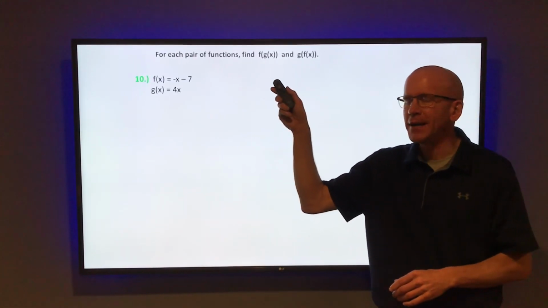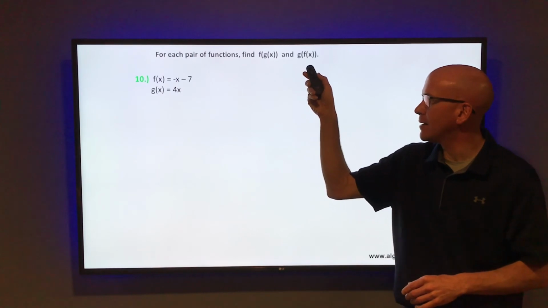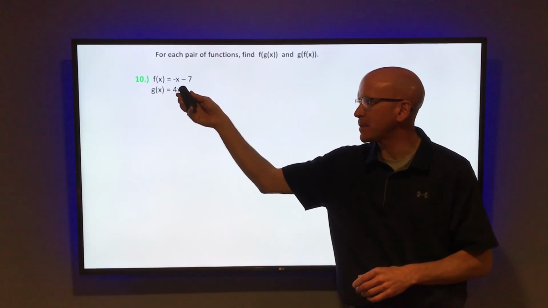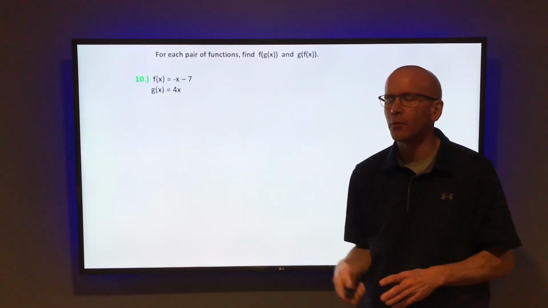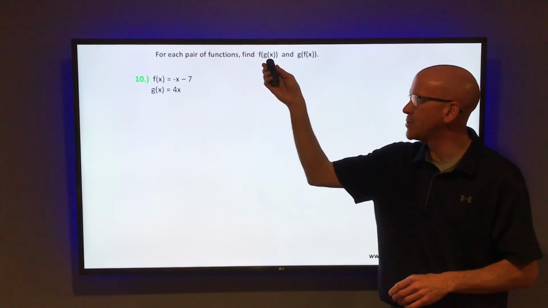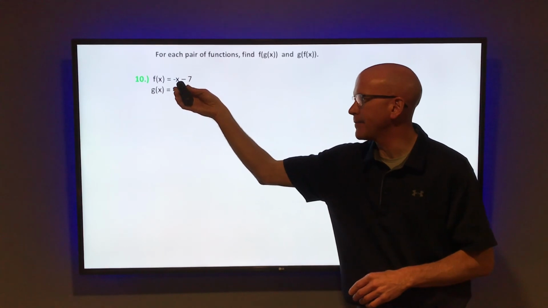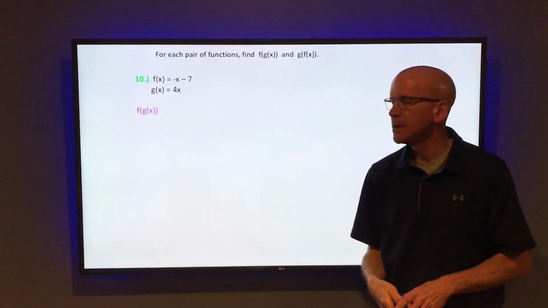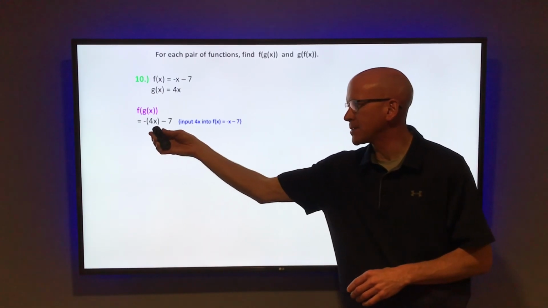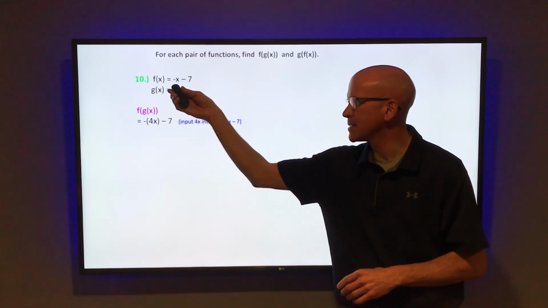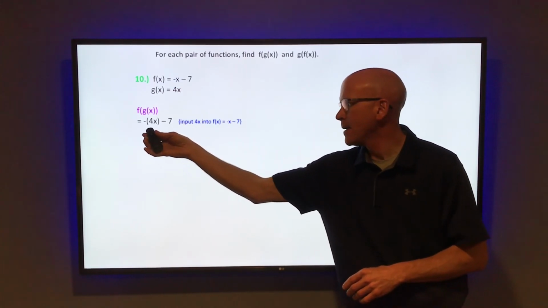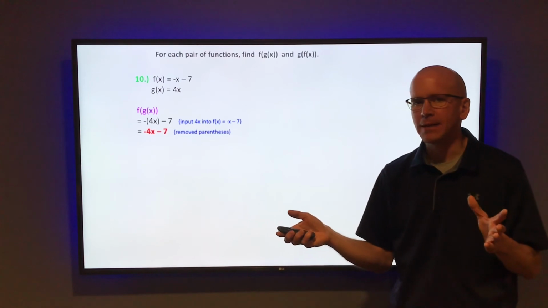And once again, find f of g of x and g of f of x. For f of x equals negative x minus 7 and g of x equals 4x. To find f of g of x, take what g of x is, that is 4x, substitute that in for x into f of x. So it'd be the negative of 4x minus 7. Watch your signs, because that is negative x in f of x. So that'd be negative 4x minus 7, and that's it. Nothing else to do there.